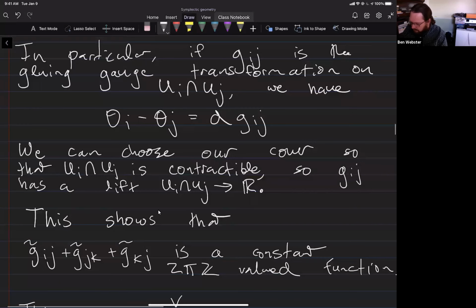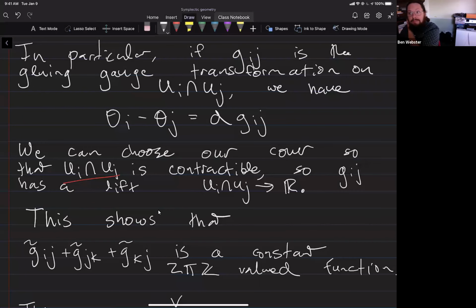And if we are a little more careful about how we choose our cover, we can always assume that this overlap is contractible. So I can actually think of this g_ij as having a lift into R. Right now, it's just a circle valued function. If my overlap wasn't simply connected, I might worry that I had some problem lifting this to R. But I can assume that this is contractible, in particular simply connected, and so I can choose a lift.